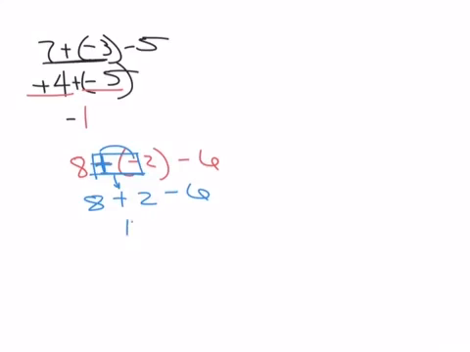8 plus 2 is 10, minus 6. 10 minus 6 is 4. Or if you wanted to do it like I said and change these to positive, you can do that. The sign of the largest number is positive, the signs are different, so you take the difference between 10 and 6, and you still get 4. So either way.